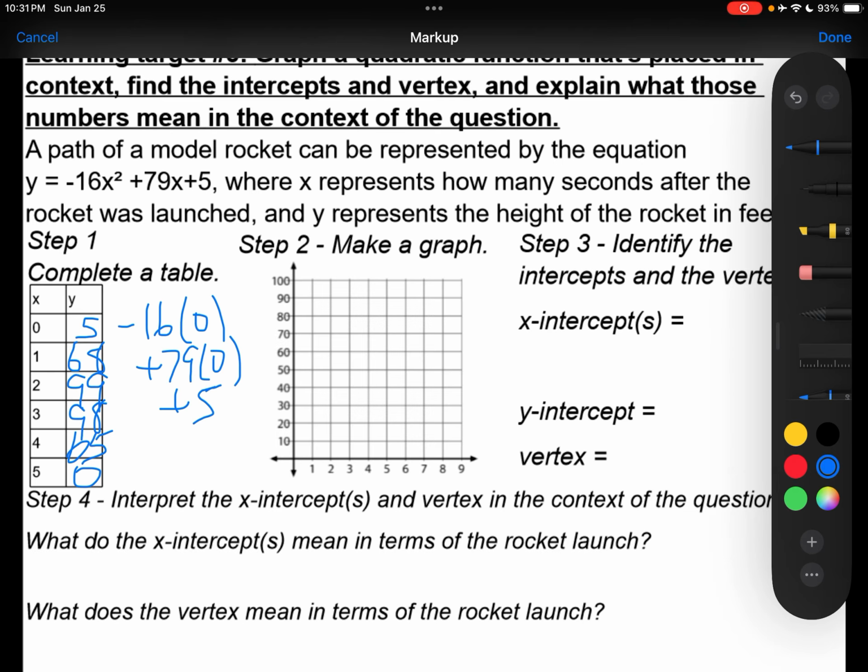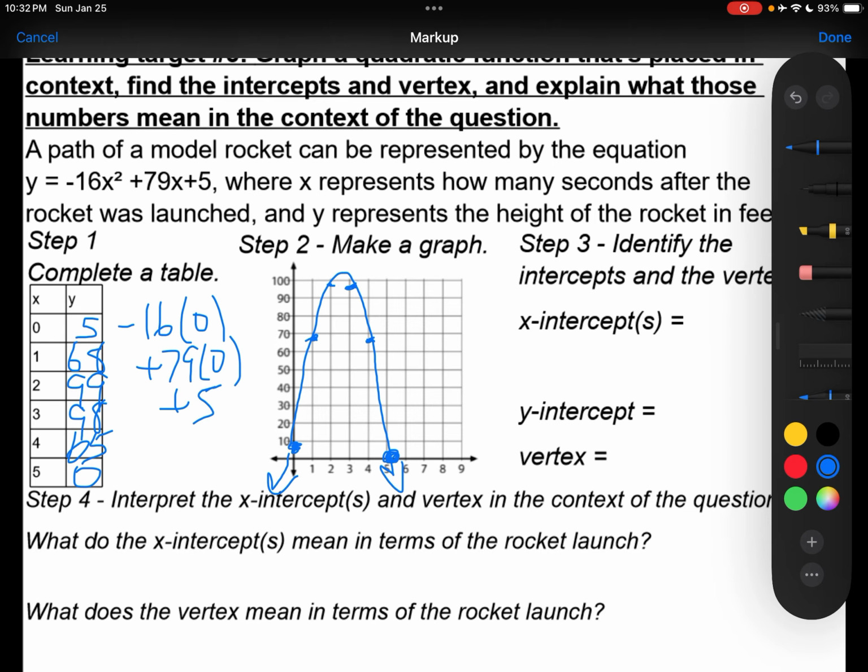First of all, 0, 5 is close to the origin, close to 0, 0, but just a little bit between the 0 and the 10. 1 and 68, close to the 70, but not quite. 2 and 99, close to the 100, but not quite. 3 and 98, pretty much the same, a little bit lower. 4 and 65, pretty much the same, a little more in the middle. And 5, 0. All right, so make a U-shaped graph.